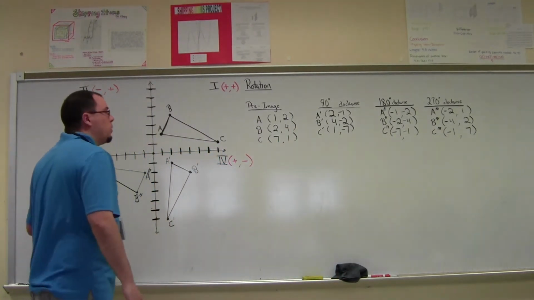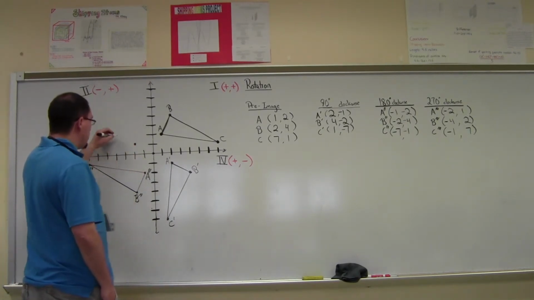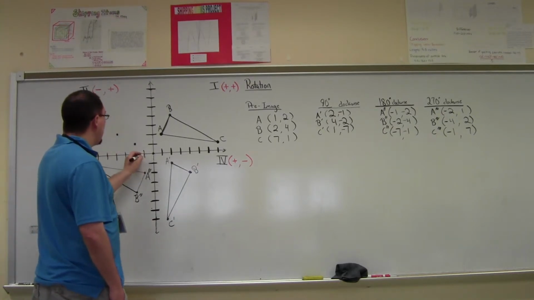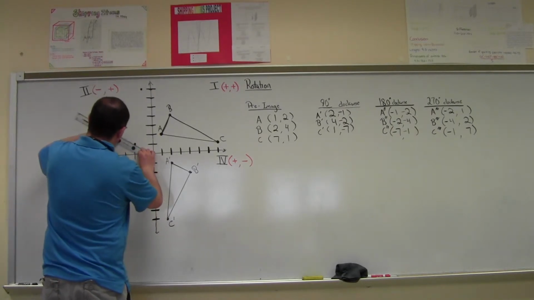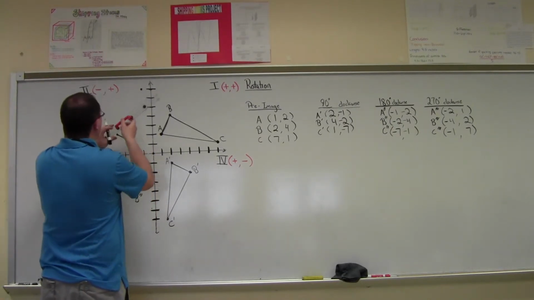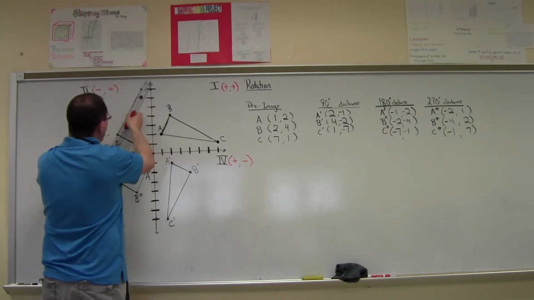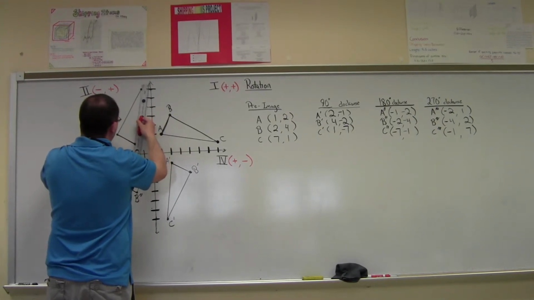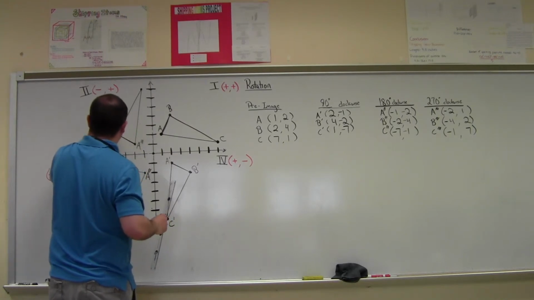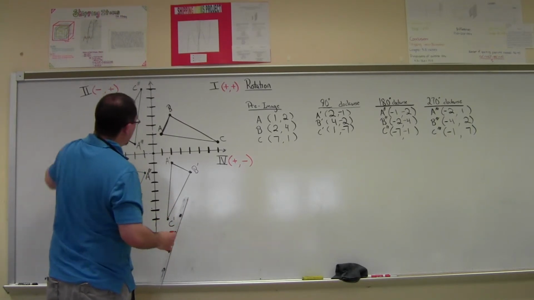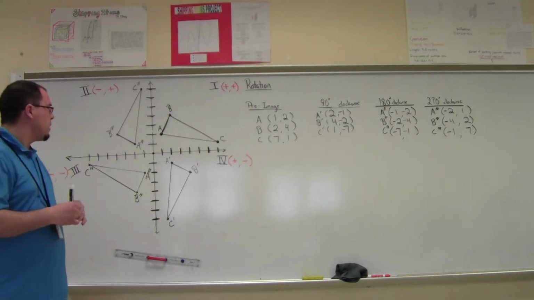So we plot those new points, negative 2, 1, negative 4, 2, negative 1, 7, and this will be A, B, and C triple prime. And when we're done, you'll notice that this shape would have rotated around the origin. And there's our 4 shapes. Now we're not quite done.